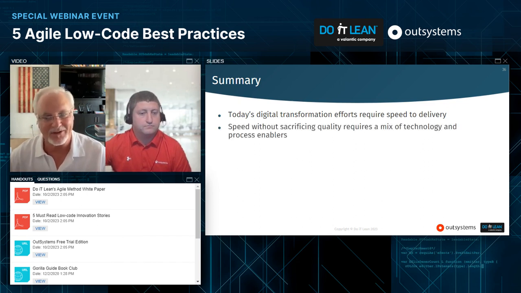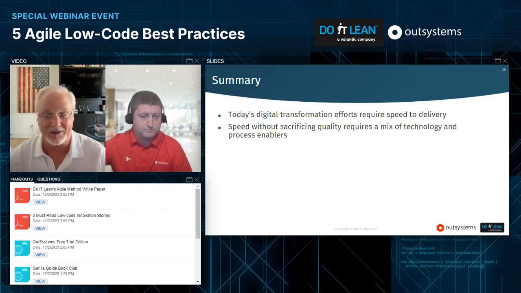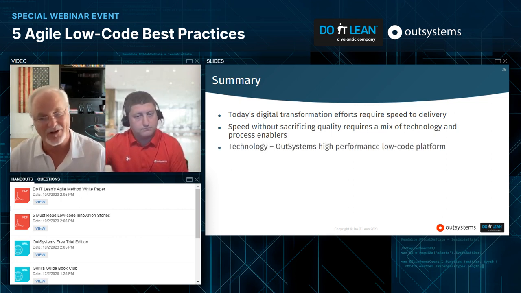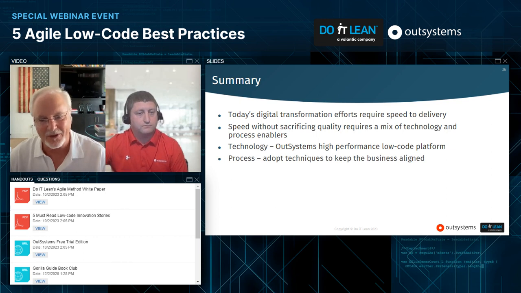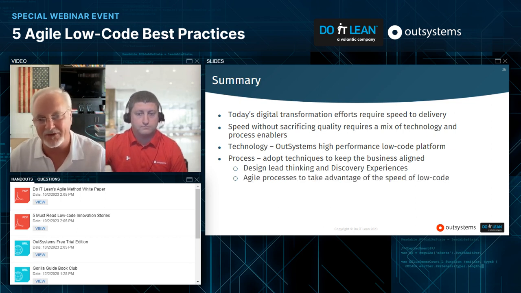You've got to do this, but you can't sacrifice quality. And this really requires a mix of technology and process enablers. On the technology front, we're obviously suggesting today use low code, and specifically OutSystems high performance low code. And on the process front, you need to adopt techniques that allow you to keep both business and technology teams aligned. That's where the notion of design-led thinking comes in, and these discovery experiences I talked briefly about, and agile processes. But agile processes tuned to really take advantage of the speed of low code.